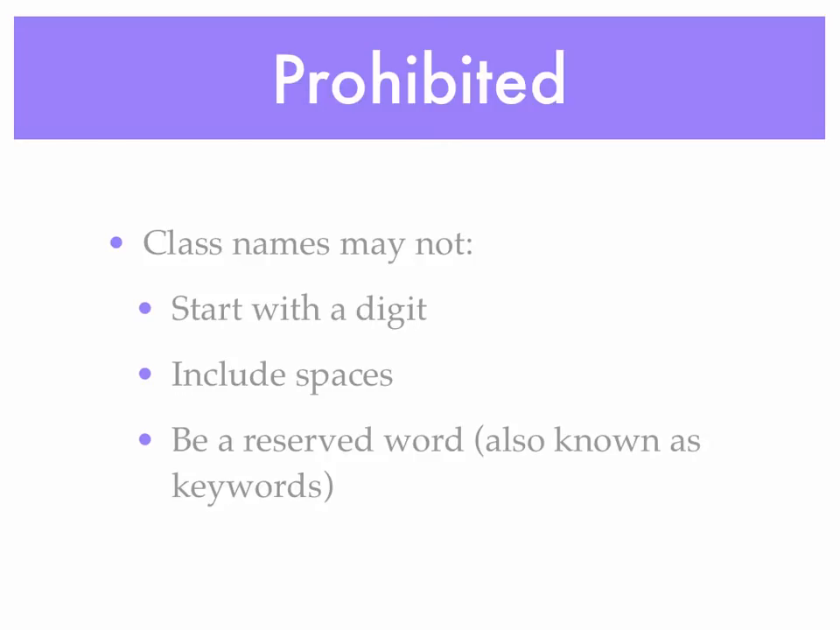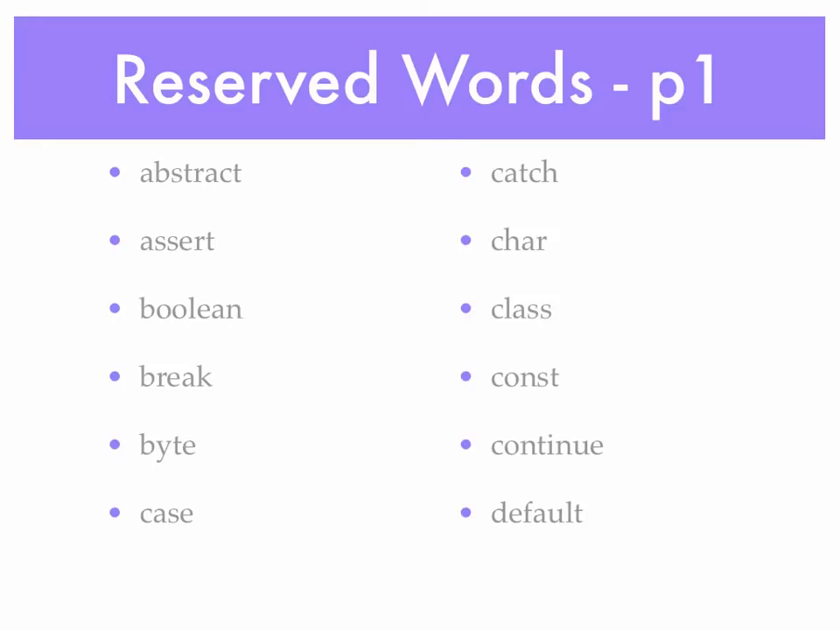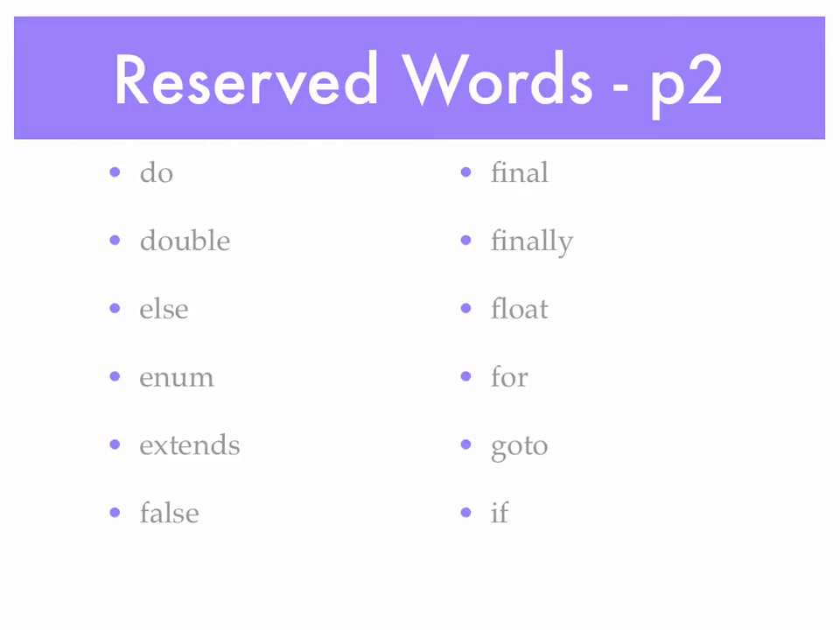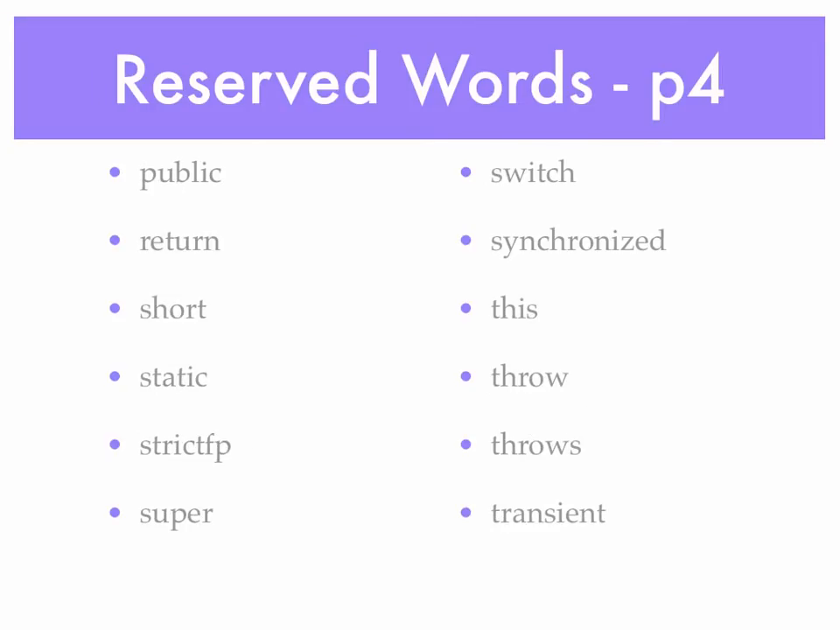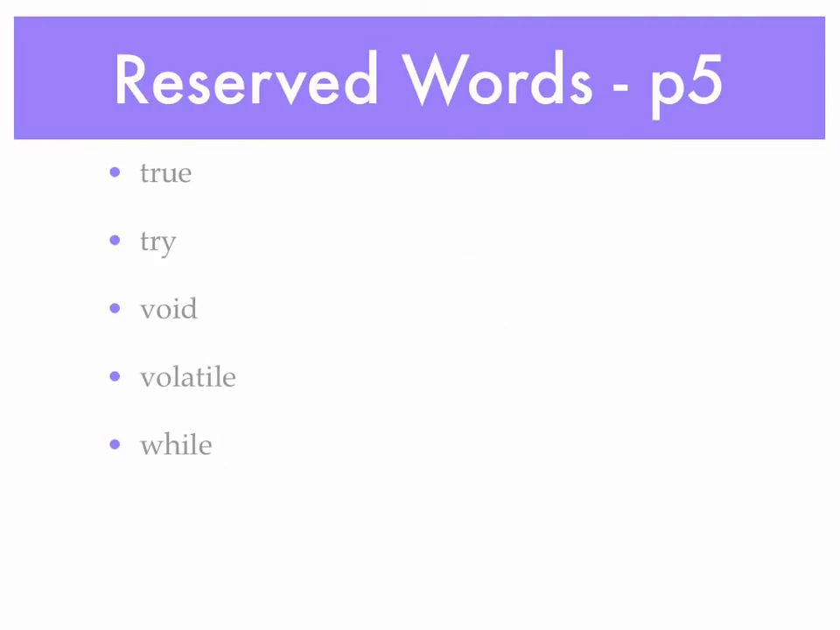Now those reserved words, there are a number of them, and they are abstract, assert, boolean, break, byte, case, catch, char, class, const, continue, default. We go on with do, double, else, enum, extends, false, final, finally, float, for, goto, if. Implements, import, instanceof, int, interface, long, native, new, null, package, private, protected. Public, return, short, static, strictfp. Super, switch, synchronized, this, throw, throws, transient. True, try, void, volatile, and while.